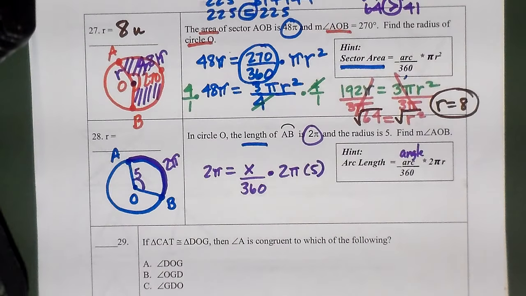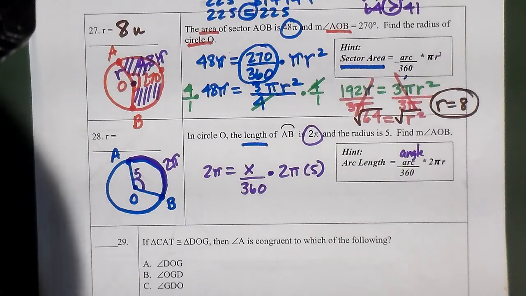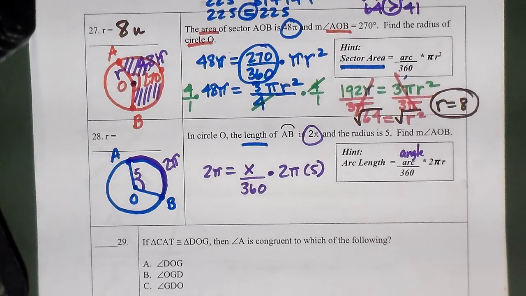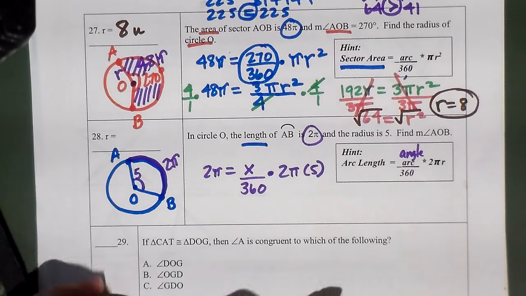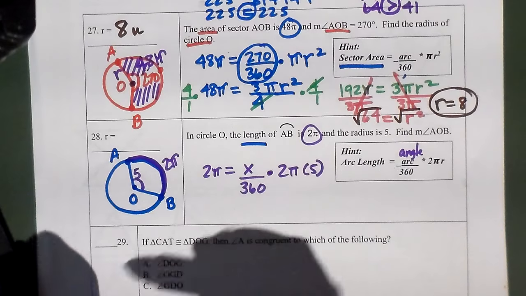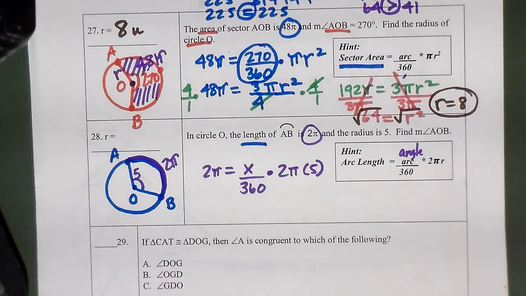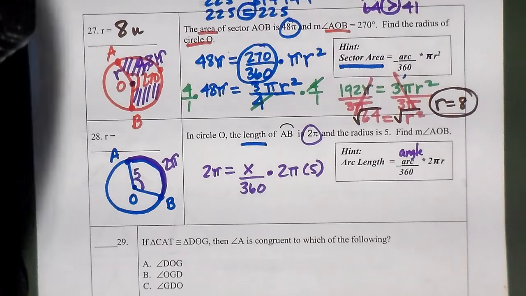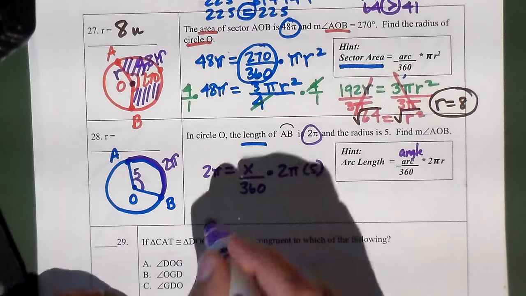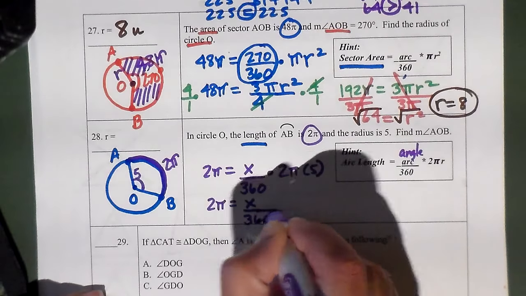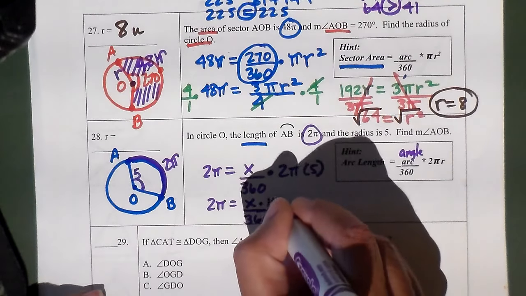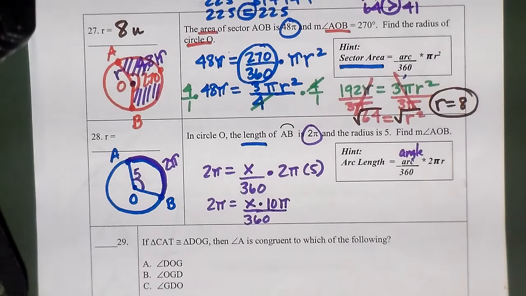Okay. So we're going to be in the same situation we were on the previous one, looking for what's missing. We're looking for the angle. I don't have the angle, so let's look at what we have. I have 2 pi times radius. So the question is, what is that going to end up being? So I have 2 pi equals x over 360. And what's 2 times pi times 5? That's 10 pi. Okay? And that's all over 360.